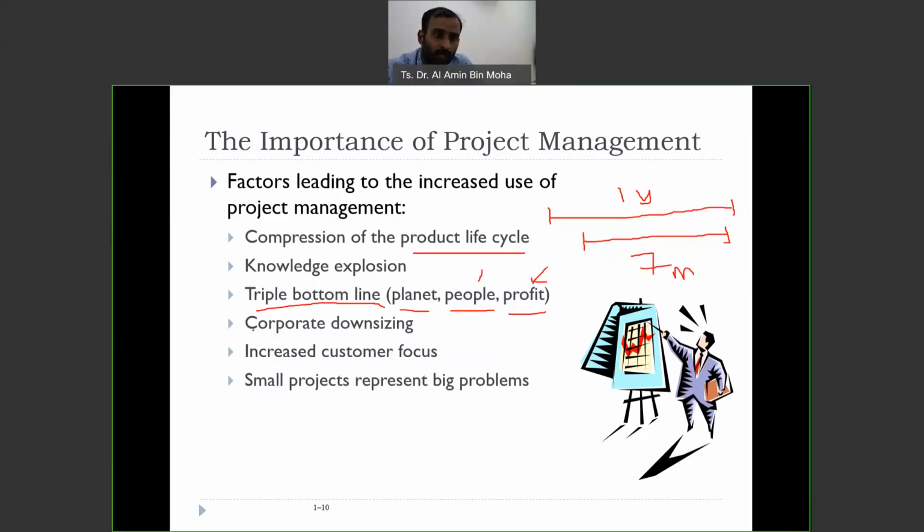with the project. Okay, so sometimes you can do good staffing, corporate downsizing, which means that you don't need too many people. You identify who does which job, so you have a good size of your team. Then you can increase your customer focus, and small projects sometimes represent big problems. You can learn, and then when you want to go for a big project, you already have some experience.